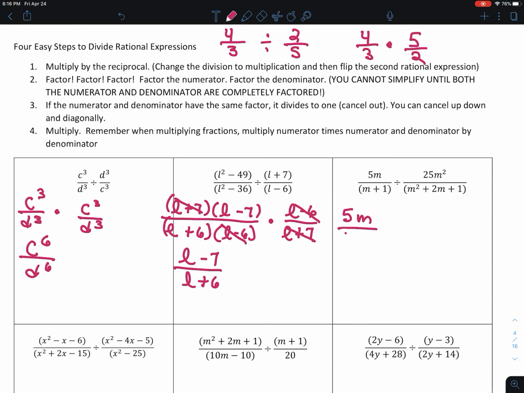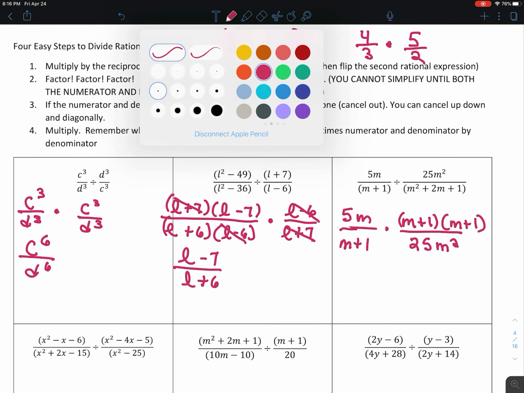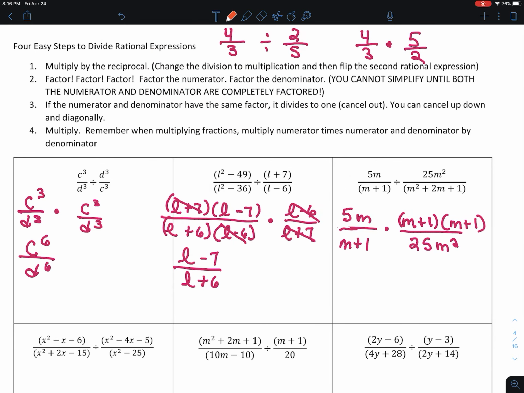So this first one, I keep it the same. Well, if I can write it, sorry, m plus 1, and then I flip it. So 25m squared is going to go on the bottom, and I need to factor m squared plus 2m plus 1. What can I multiply to get 1 and add to get 2? It's m plus 1, m plus 1. And then what's going to cancel? So the m plus 1's cancel. Now I can only cancel one of these. I can't cancel both.